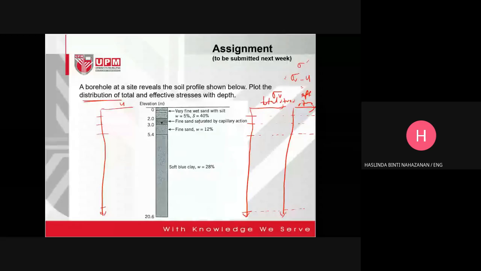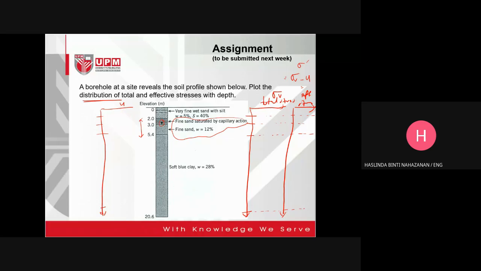That fine sand is actually the same as the fine sand below here, where water content is 12%. So from 3 to 5.4 meters, it is fine sand with 12%. Actually, from 2 to 5.4 meters, they are all fine sand. It's just that you have the water table here. So below the water table, they are all saturated.